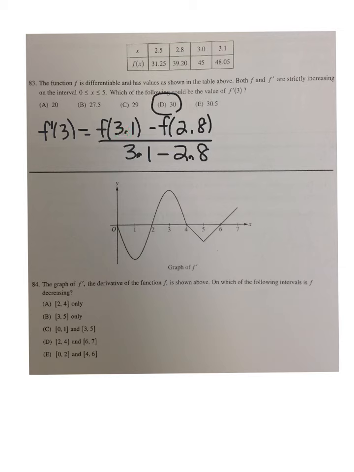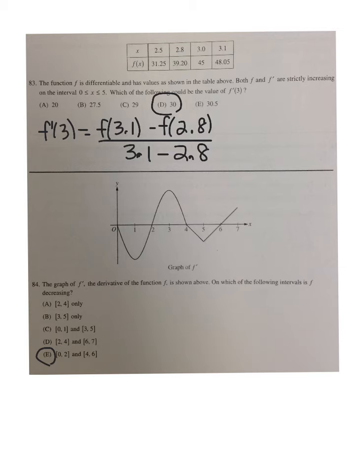Okay, so then from here, the rest I think should be pretty easy. We're going to just subtract 48.05 minus 39.2, get that answer, and divide it by this. And you would get choice D. I think it ends up being 29.5, and 29.5 will round to choice D. Okay? All right, let's look at 84. 84, the answer is choice E.